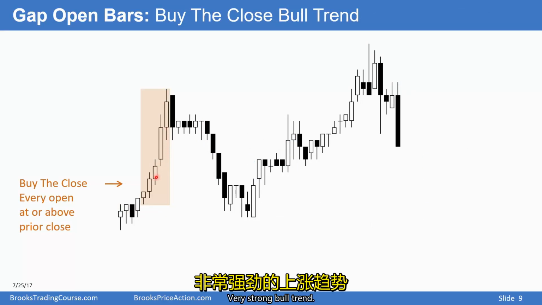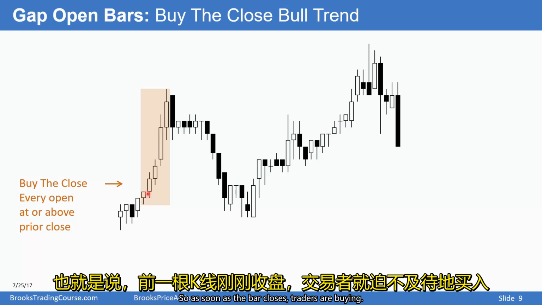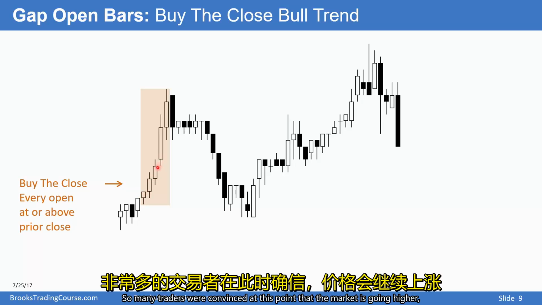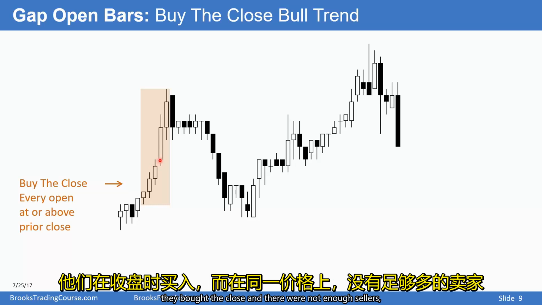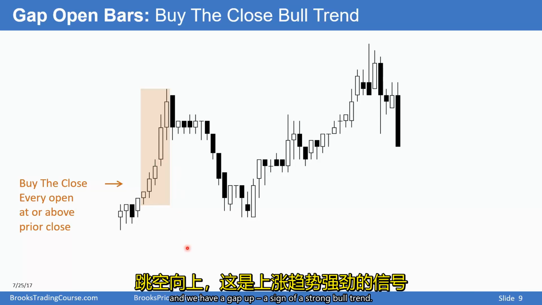Very strong bull trend, and every open is at or above the close of the prior bar. So as soon as the bar closes, traders are buying. They're buying, and here we have a gap up. So many traders were convinced at this point that the market's going higher. They bought the close and there were not enough sellers. The market had to go higher to find sellers, and we have a gap up, a sign of a strong bull trend.